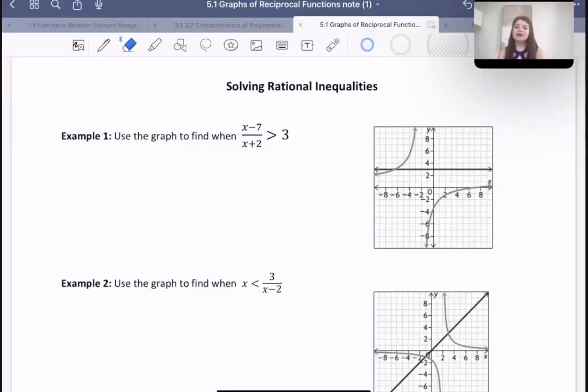Hello, everyone. Welcome back. Today, I'm going to be talking about solving rational inequalities. Okay, so today, let's start with example one.